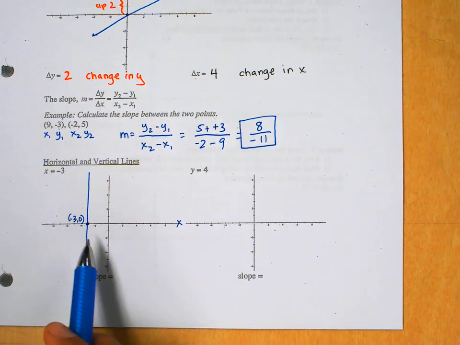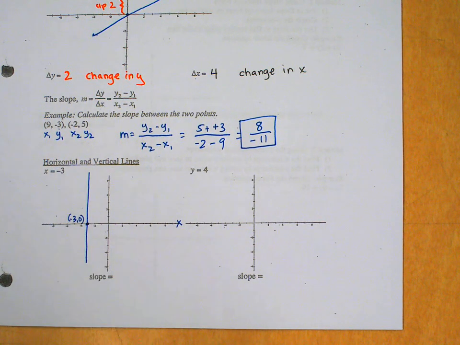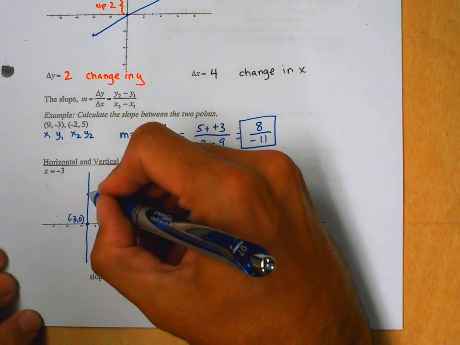Well, what you'll notice about x equals negative 3, the vertical line x equals negative 3, well, what if we looked at this ordered pair right up here?